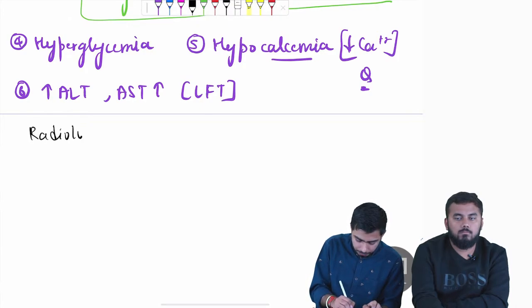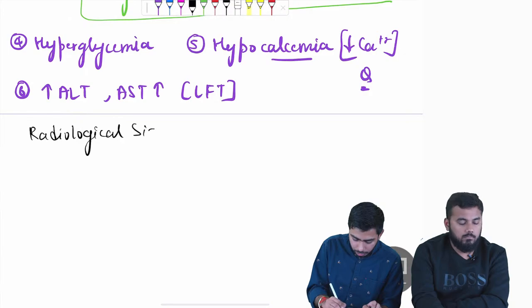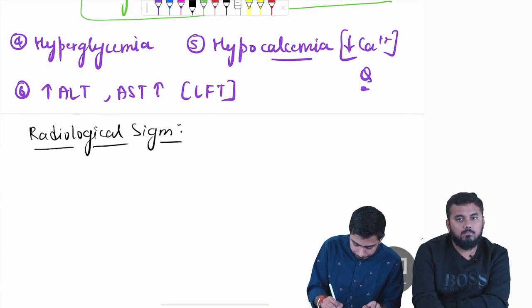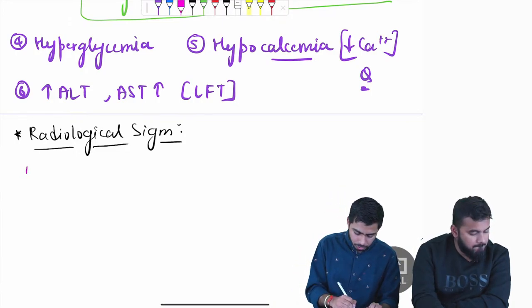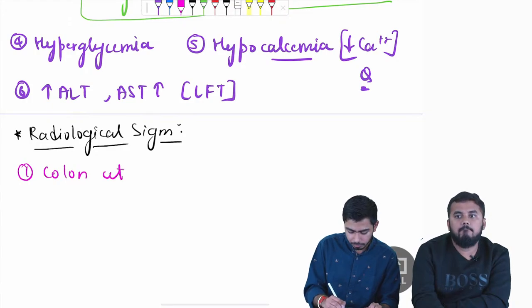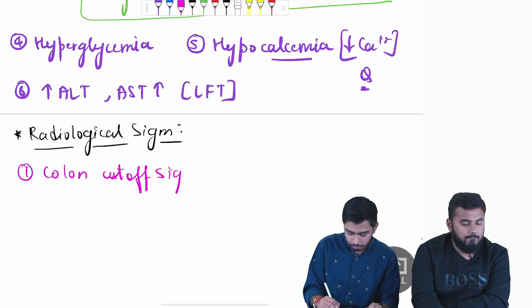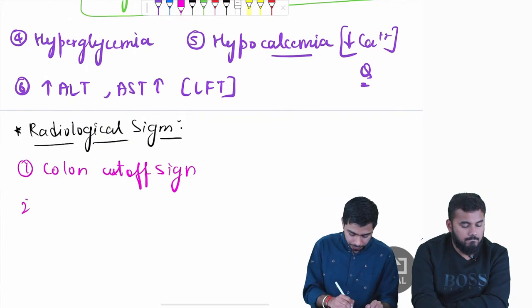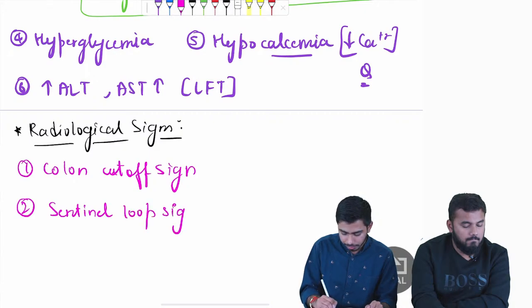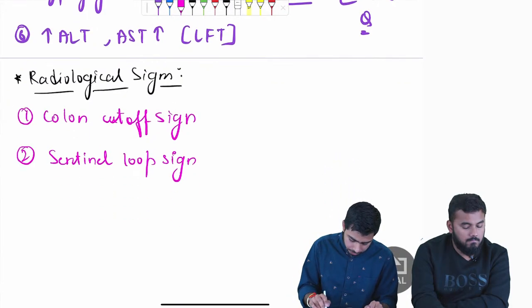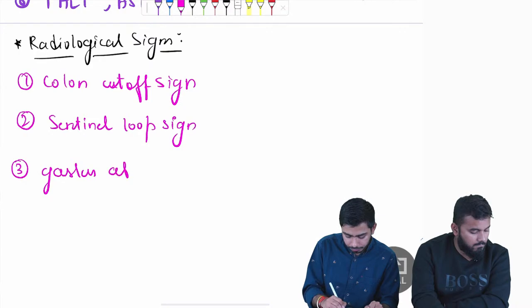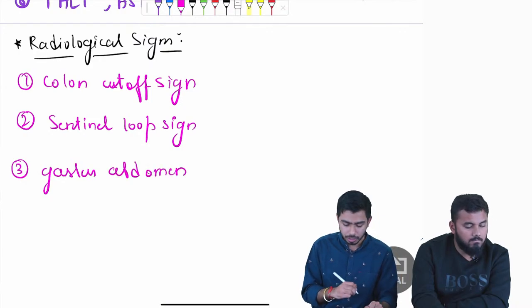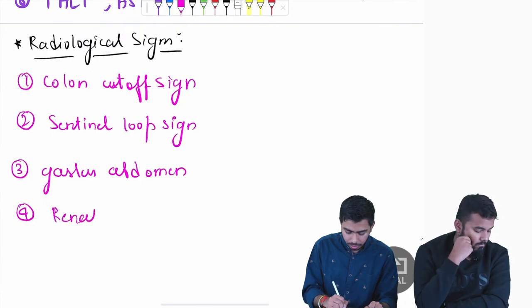Now if you talk about radiological signs, then we have a very important one, that is the colon cutoff sign. I will show you how it looks. Second one, we have the sentinel loop sign. Sentinel loop sign, how it looks, guys. Third one, gasless abdomen. And the fourth one, you can see the renal halo sign.